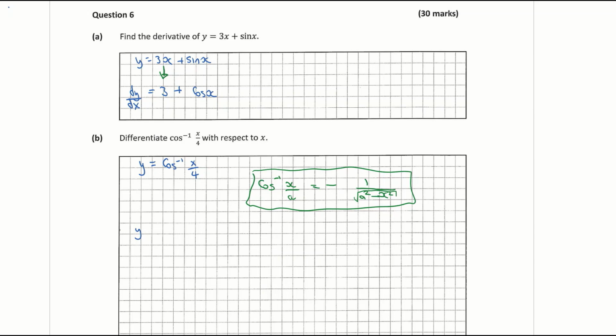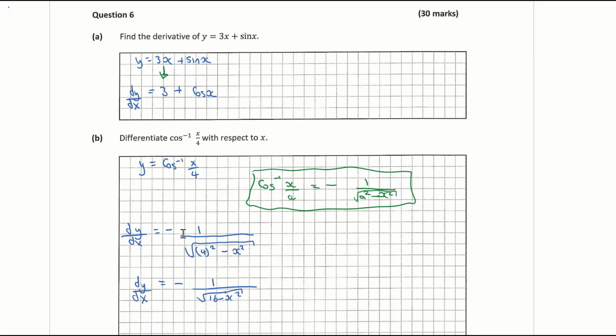So here I'm going to get dy dx is equal to, what's that going to give us? It's going to give us a minus 1 on top of the fraction. All I need to do basically is change my value for a. Now the a is basically the number that's on the bottom of the fraction, the denominator. So my a is going to be just 4 squared minus the top, which is x squared. So my answer here is just basically negative 1 over the square root of 16 minus x squared.